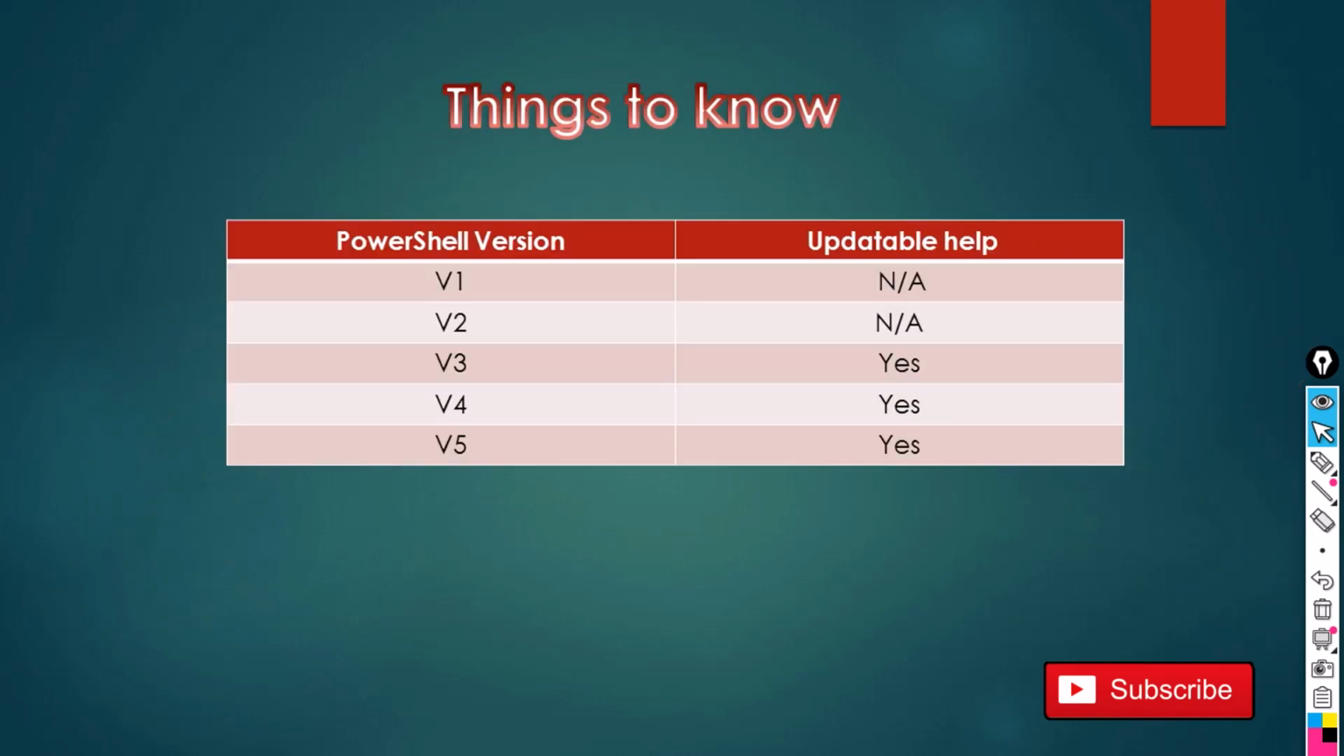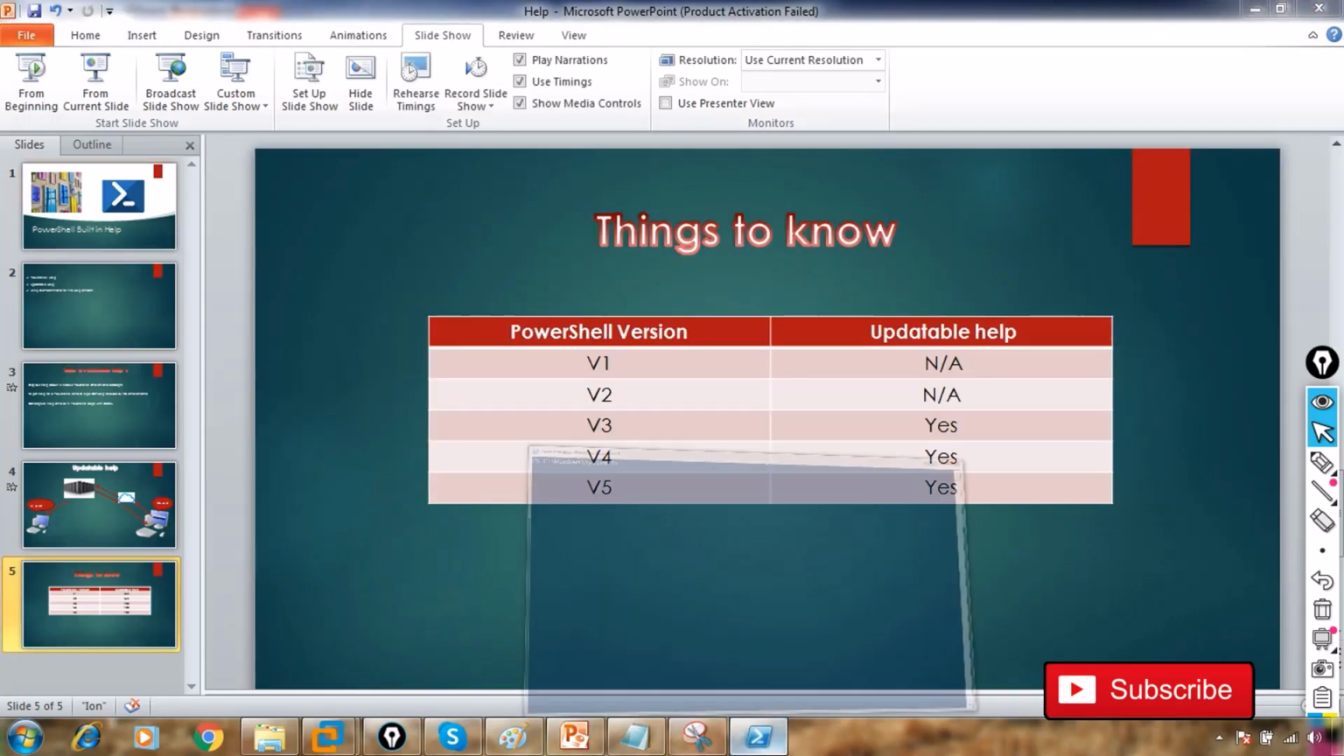With that said, you can take a look at the table here. Version 1 and version 2 do not have updatable help. Version 3, version 4 and version 5 come with the updatable help feature. So let's see how this updatable help normally works in version 2 and version 4 in my lab environment.